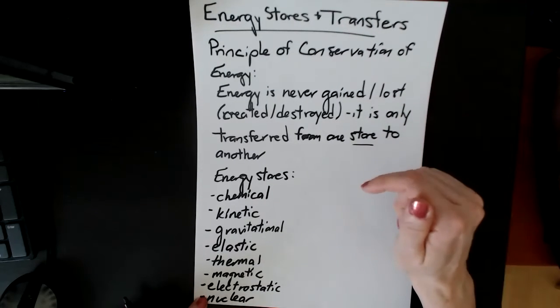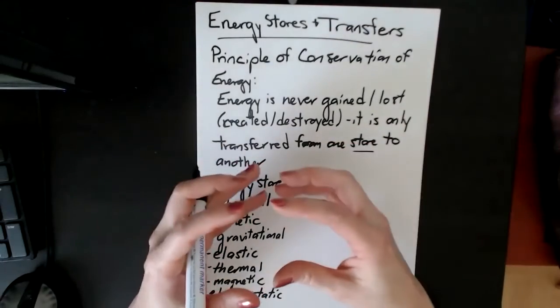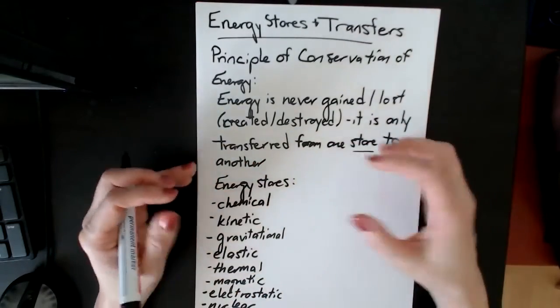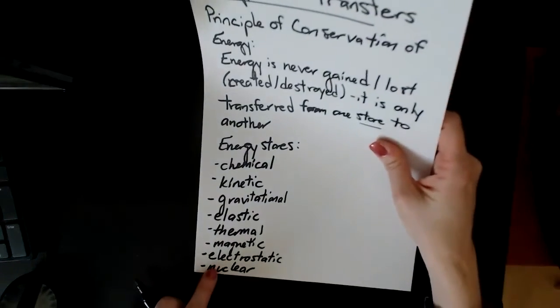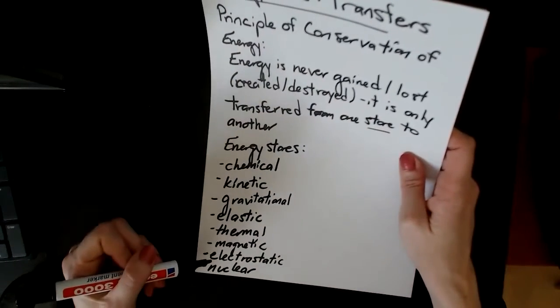So for those of you in EC2, when we talk about fusion and fission, when you either force two nuclei together, which is fusion, or you break one apart, which is fission, there's an enormous amount of energy that is released. That's the nuclear energy. So these are the different energy stores.